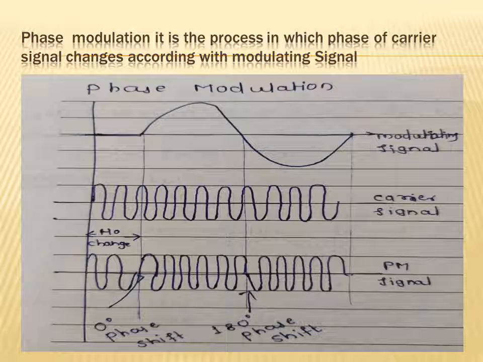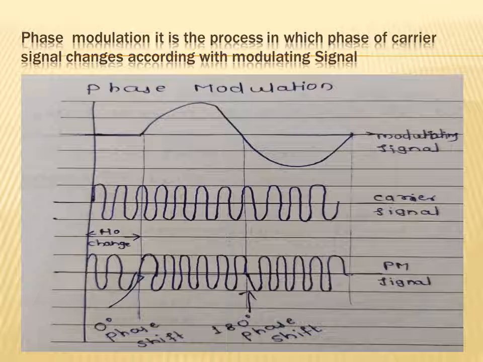Okay, so see the diagram. The first one is the modulating signal. There are three parts: no information, positive, and negative. The second signal is the carrier signal, which is a high frequency sinusoidal signal, and the modulating signal is a low frequency sine wave.